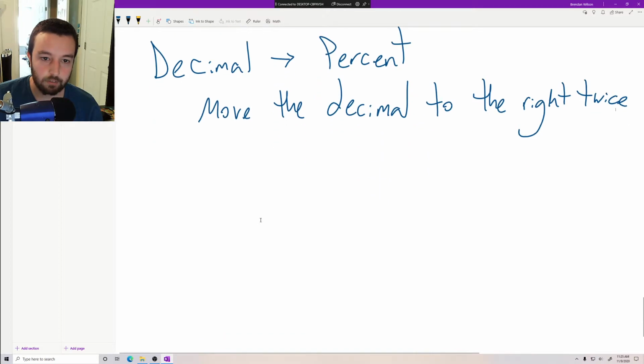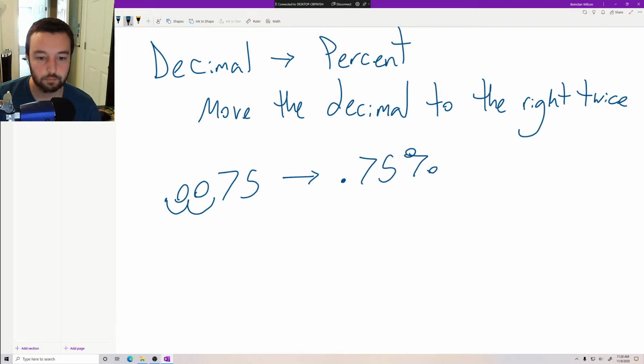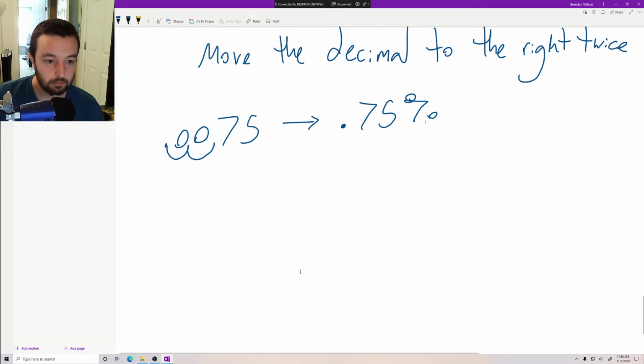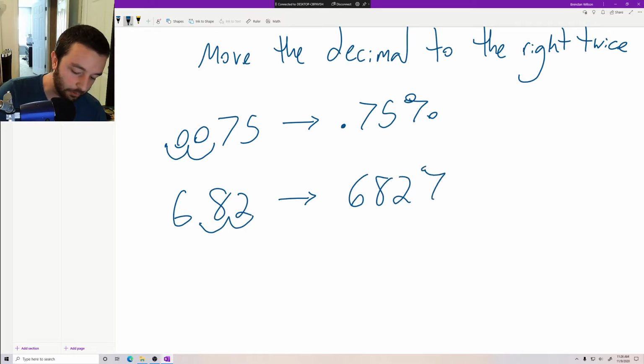So if we have 0.0075 as a decimal, and we want to turn it into a percent, then we should take that decimal and move it to the right twice. So this is 0.75%. Okay. If we have 6.82 as a decimal, then we want to move this to the right twice, and we get 682%.